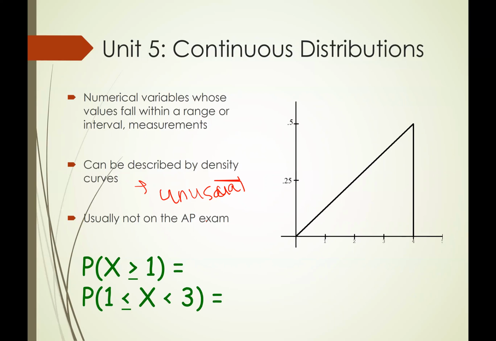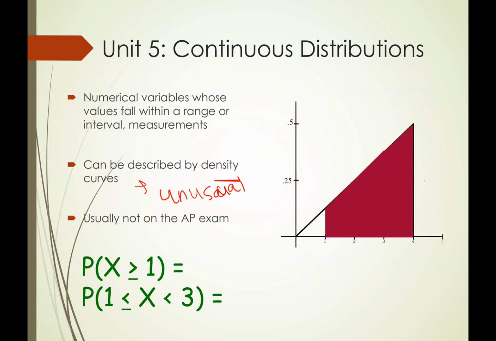It's terrible. It's fine. These are usually not on the AP exam. I mean, where they give you a shape and have you find the area. Not typically on the test. Probably not going to be on the test this year. But if it is, all you're doing is finding the area. So when I say x is greater than or equal to 1, that's a trapezoid. I'm trying to find the area of that trapezoid.